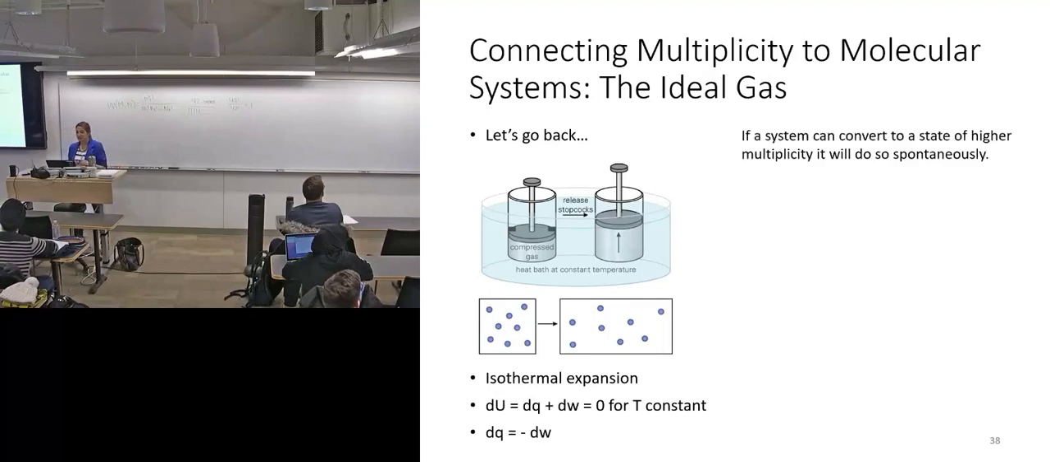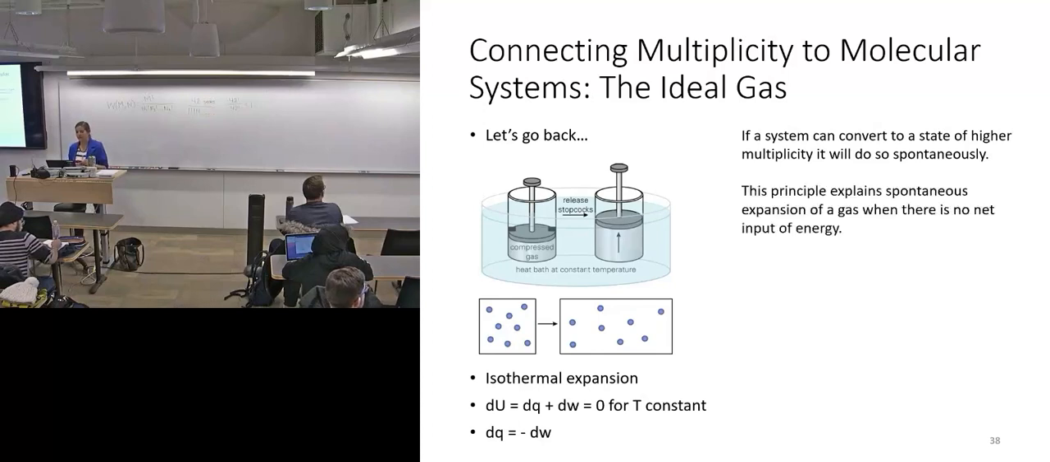So if a system can convert to a higher state of multiplicity, it will do it. Equilibrium is where entropy is maximized. That's where it wants to go. The principle explains spontaneous expansion of a gas when there's no net input of energy. We don't need any energy input. This gas is going to expand to fill this entire space, driven exclusively by an increase in entropy or an increase in multiplicity.